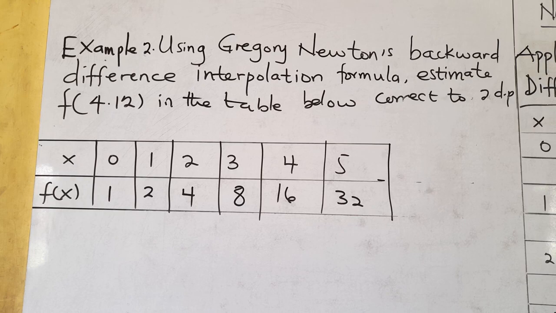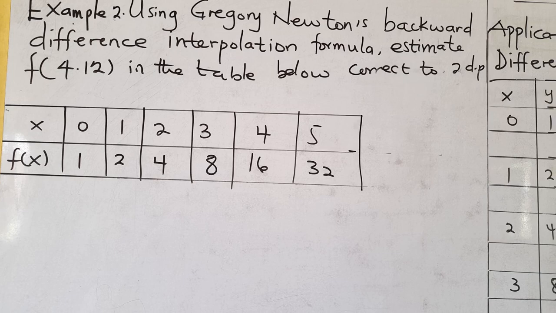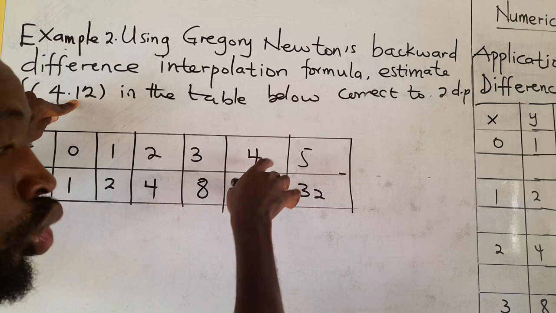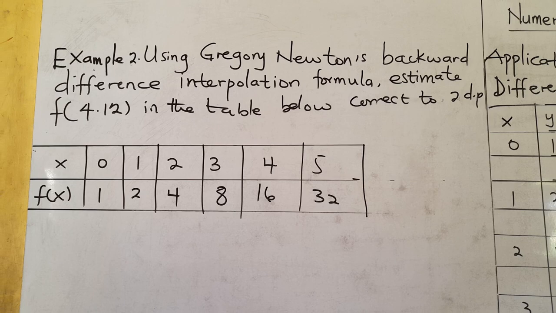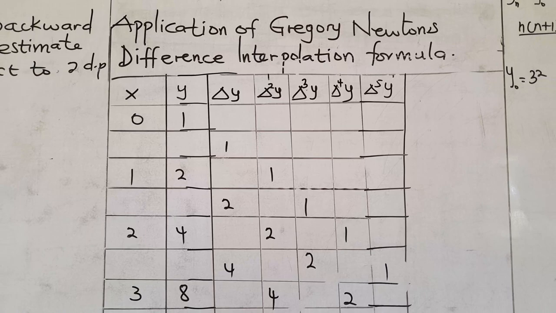So this question is very straightforward because they even tell us which difference formula we should use, backward difference. However, if we are not told, since we are asked to find f of 4.12, you realize that f of 4.12 occurs at the tail end of the table, so we have to use the backward difference to do that. So what we do is let y be equal to f of x. Having let it be equal to that, we need to construct a difference table. So our difference table will look like this. Please check out my videos on how to construct a difference table on YouTube.